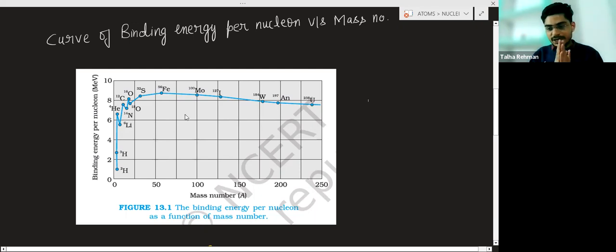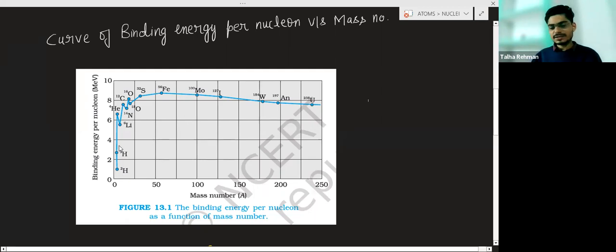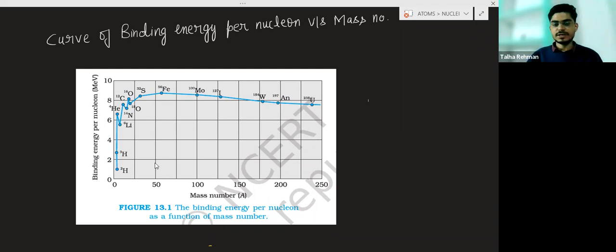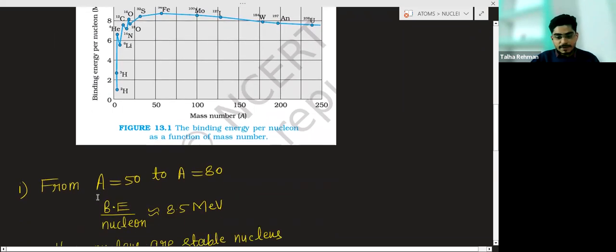So now there are some conclusions I have taken from the graph. There is no need to learn this graph, just see that iron has the maximum binding energy per nucleon, and uranium has much less than iron. You should know the shape of the graph, and the conclusion from this graph is important. Now we will conclude. Remember, binding energy per nucleon is the stability factor.